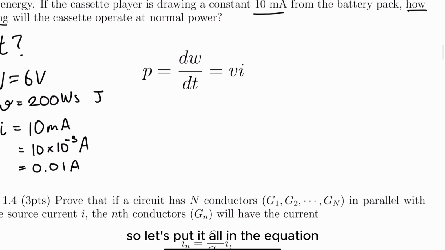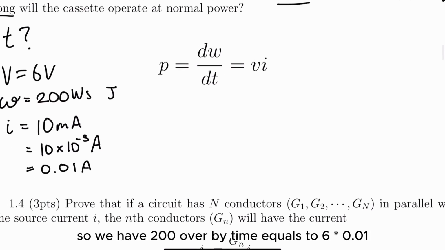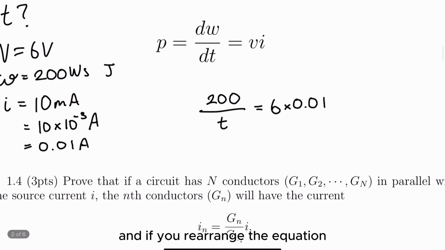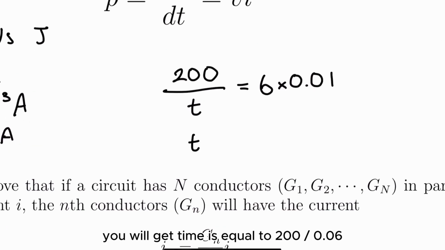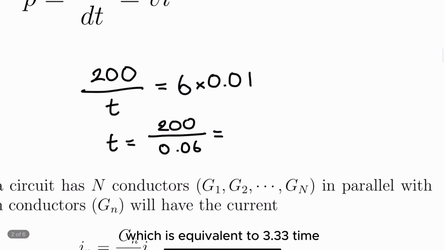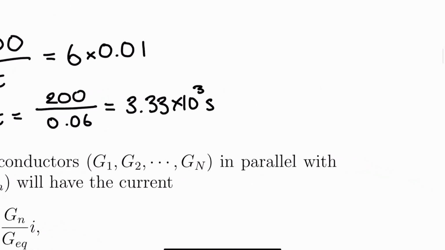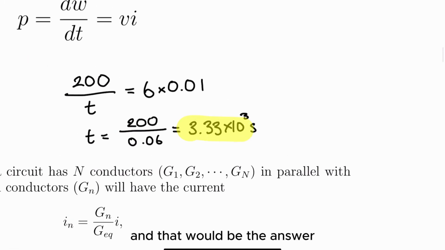So let's put it all in the equation. We have 200 over time equals 6 times 0.01. And if you rearrange the equation, you would get time is equal to 200 divided by 0.06, which is equivalent to 3.33 times 10 to the power of 3 seconds. And that would be the answer.